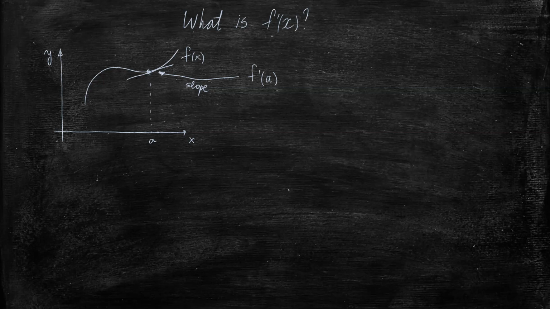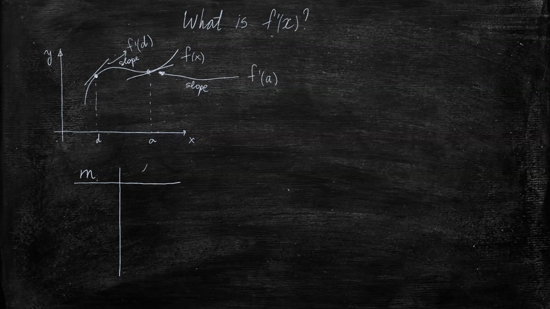So if we take another point, we call this D, then this slope over here will be represented by f prime evaluated at the value D. And what do we know about the slopes? We know that slope determines the shape or the direction of the tangent line.